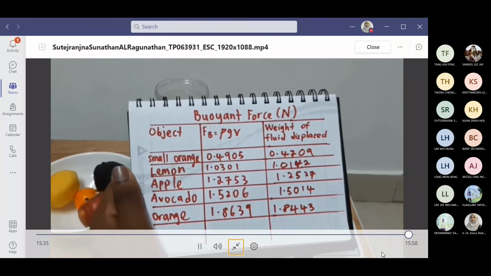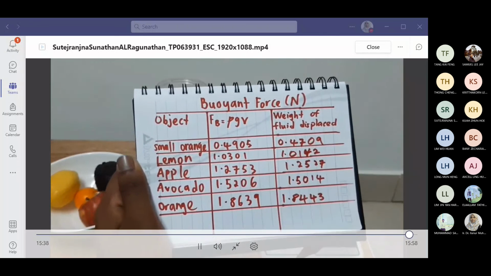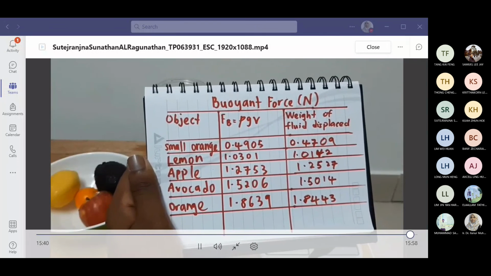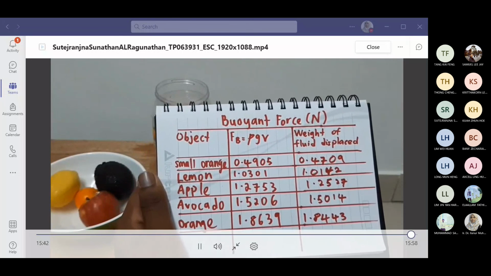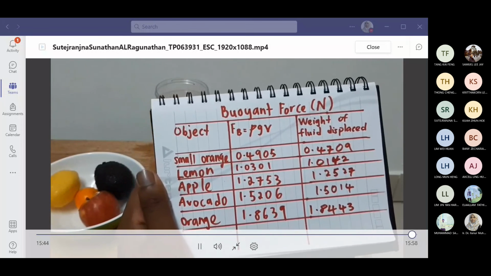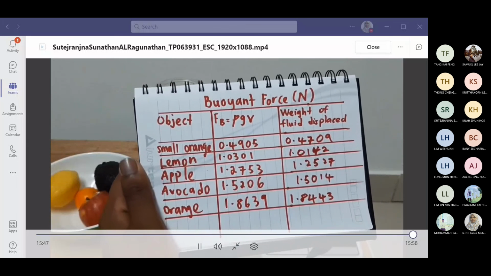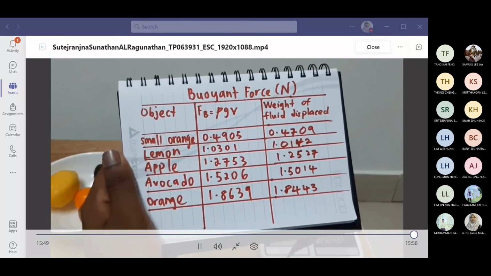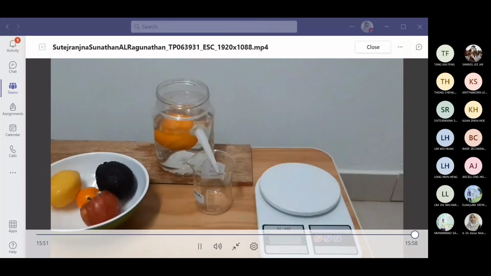But nevertheless, the readings for both experiments are similar, and that just shows that Archimedes' principle is actually real, and that's a fact. Okay, and that should conclude my experiment for today.